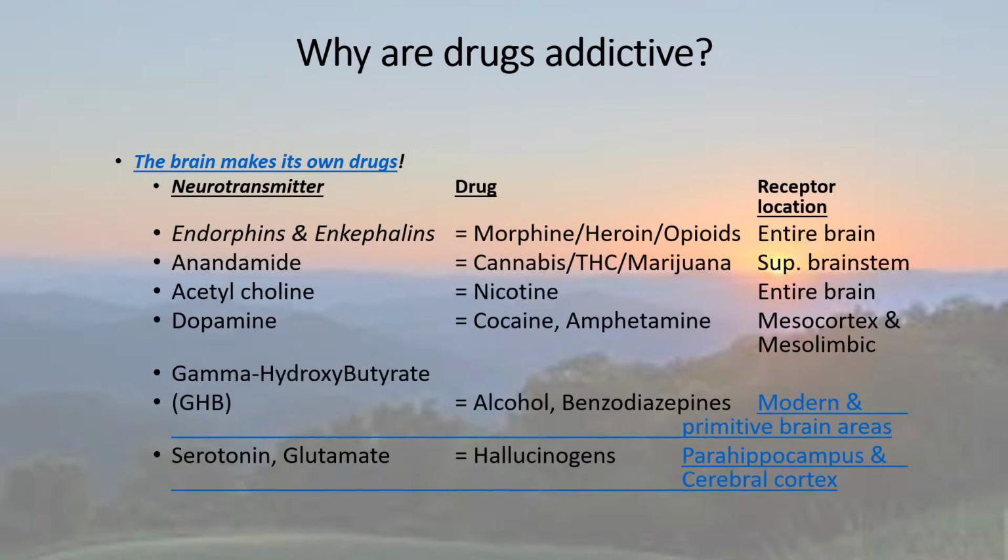Gamma hydroxybutyrate, GHB, the drug that mimics that would be alcohol and the benzodiazepines, alcohol in tablet form, found throughout the modern and primitive brain areas. Serotonin and glutamate are mimicked by hallucinogens. They're located mainly in the parahippocampus and the cerebral cortex.